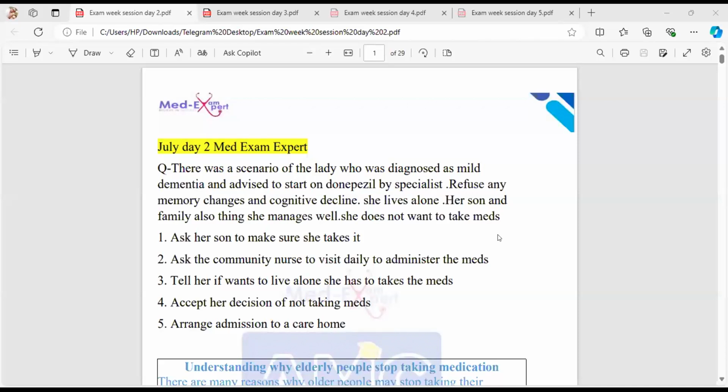But if there is no hydronephrosis, then your answer will be according to the size of the stone.